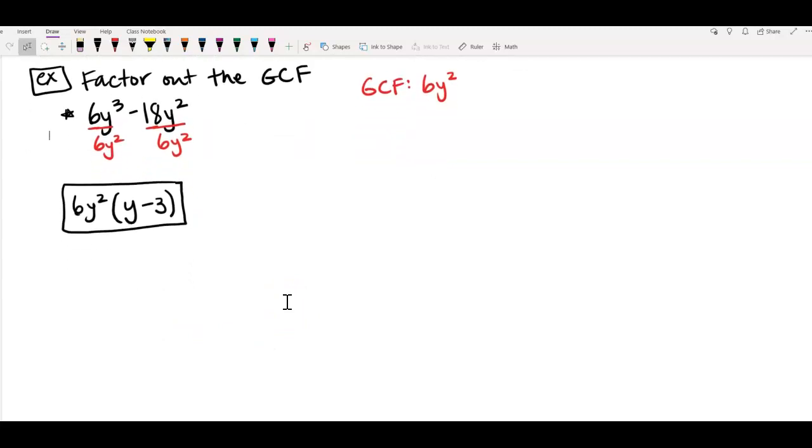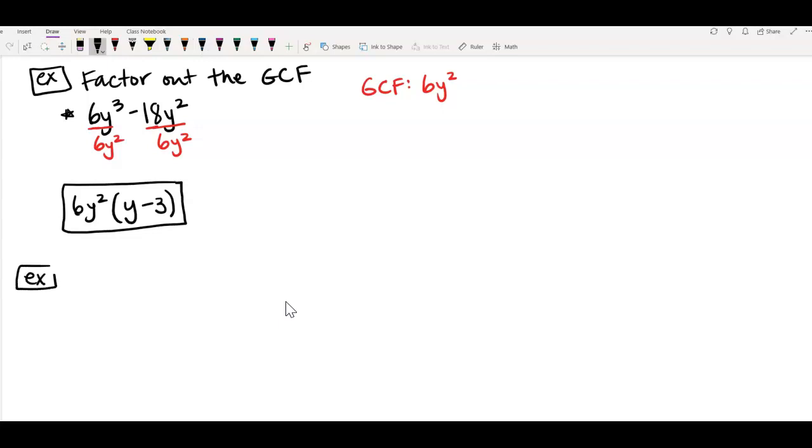So just so I'm clear, you divided by the greatest common factor. I did. Yep, divided both of the terms, or if there's 3 terms, I'll divide all of the terms by it. Does that make sense? Yes, thank you. Okay, so let's try another one.